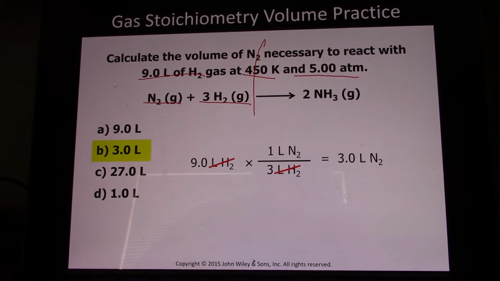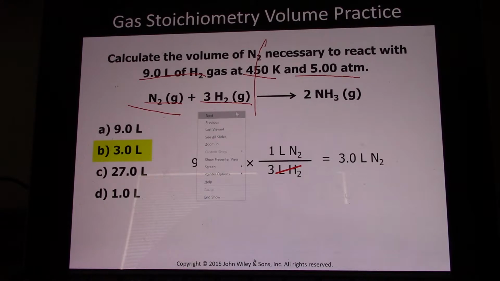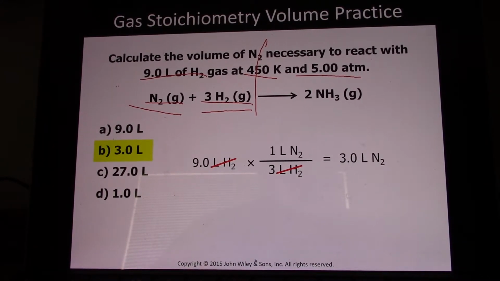Because 1 liter of nitrogen has the same number of molecules as 1 liter of hydrogen, and they're reacting in a 3-to-1 ratio, therefore you need 3 liters of nitrogen. It will have 1/3 the molecules as 9 liters of hydrogen, which is what you need. And this will produce 6 liters of ammonia.